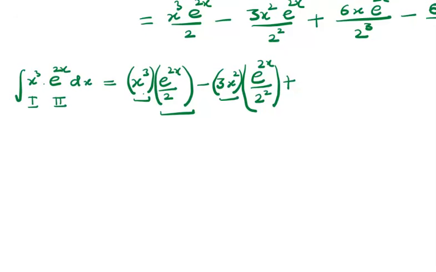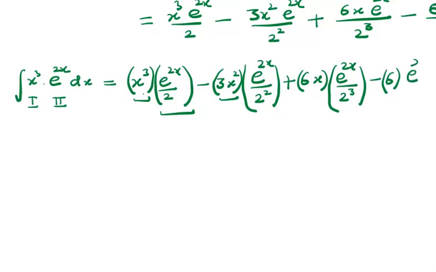Now you differentiate this term, 3x square. Its derivative will be 6x, and the integration of this term is e to the power 2x upon 2. 2 square is already there, so you can write it as 2 cube. Okay, and then the alternate negative sign: the derivative of 6x is 6, and the integral of this term is e to the power 2x upon 2. There will be 4 2's here. What will be the derivative of 6? That will be 0, so we stop here, right?